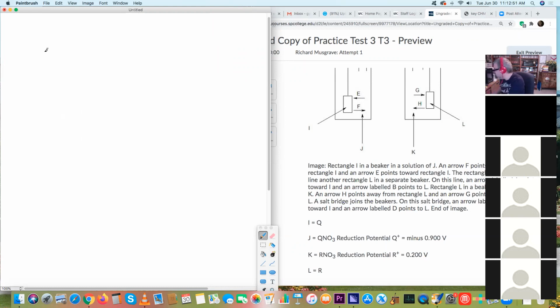We're told the reduction potential for Q+ is minus 0.9 volts. What that means is it looks like this. And for R+, wait, what are we talking about on this? Did you see the reduction potentials here, Adam? Q+ and R+? Yeah.